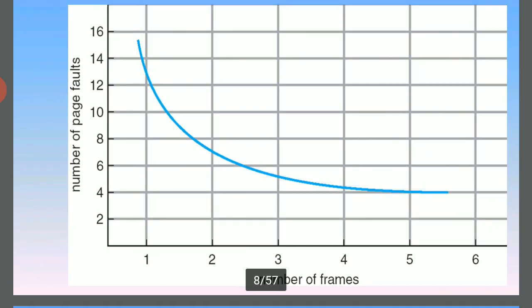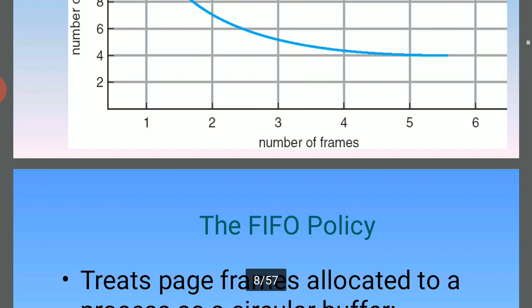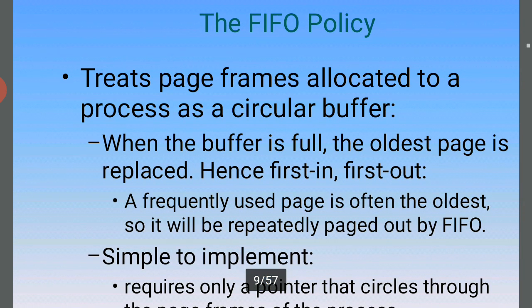What are the page table, pages and frames? The number of pages are collected in the frames, and the frames are collected in the table. That is the definition of the page table, the pages and the page frames. Here we see the number of page faults and the number of frames under the FIFO policy.